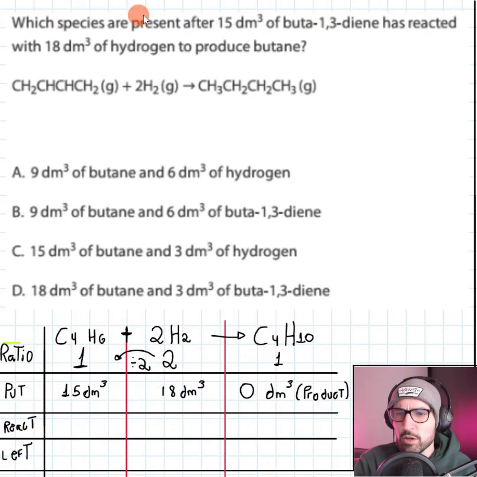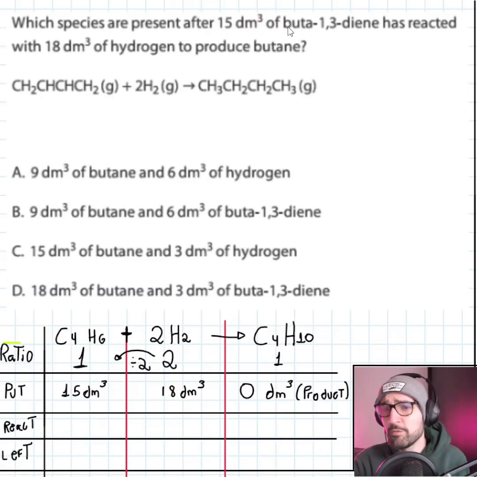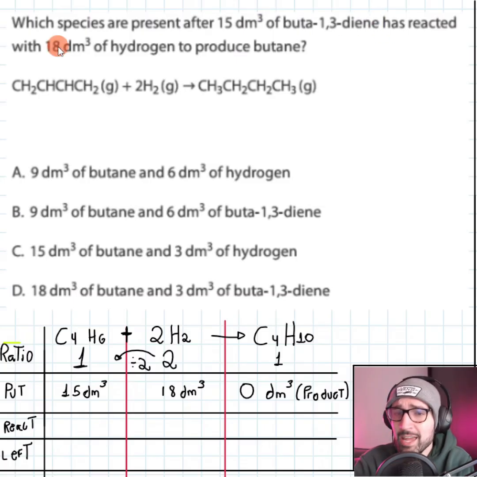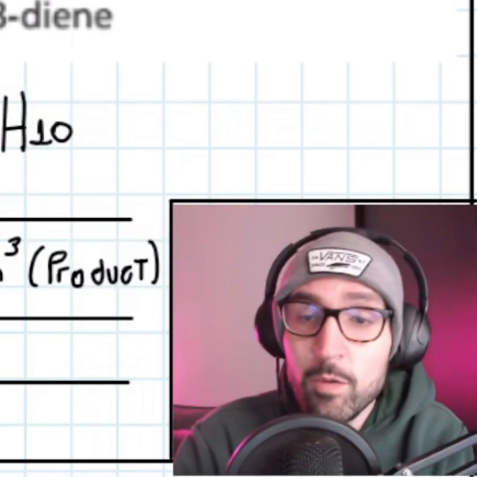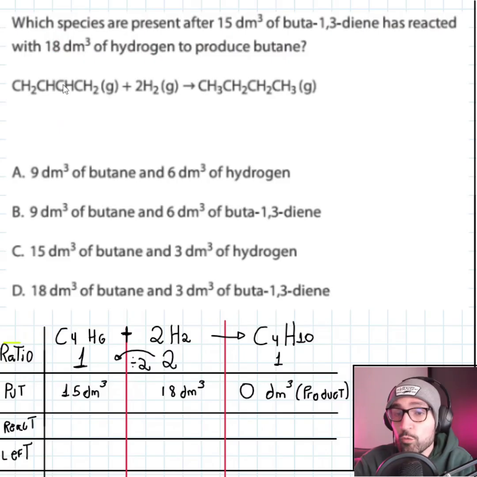Which species are present after 15 liters, so this is a decimeter cube, but you can read it as liters, of buta-1,3-diene has reacted with 18 liters of hydrogen to produce butane. If these two react with each other, it just means that this weird guy is buta-1,3-diene and hydrogen gas is H2. They react and they'll produce pure butane.